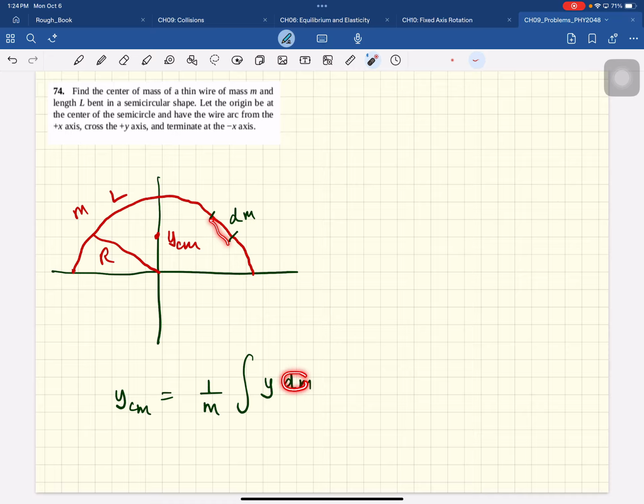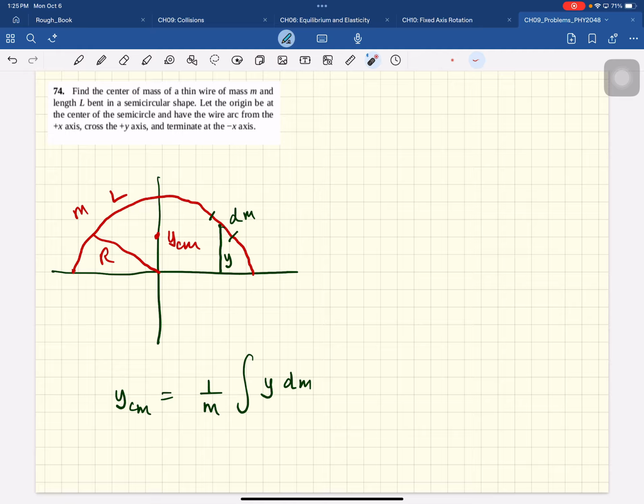That's the mass of this little piece, and this is the y coordinate of that piece. So you take the y coordinate of that little piece, multiply by the mass of that little piece, sum over all the pieces, and summing is integral. Divide by the total mass, and that gives you the y coordinate, the center of mass coordinate of that object. So that's what that equation is telling me.